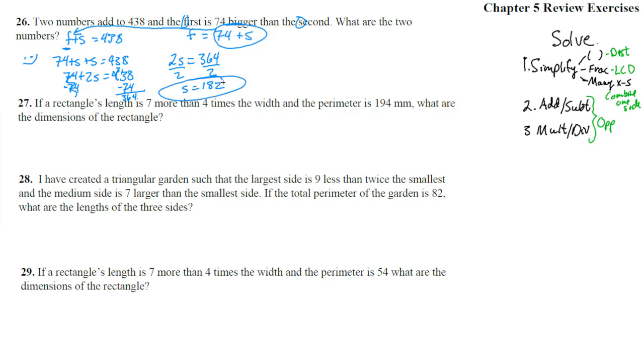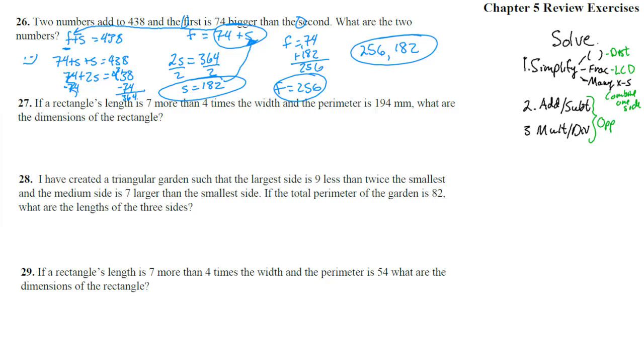Now, since we know the second number, we can feed it right in there. Now we can either subtract it from 438 because the two numbers add to 438, or know that 74 plus that second number is the first. First is 74 plus 182. 6, 15, carry the 1, 2. So the first is 256. So I would say the two numbers are 256 and 182, like that.